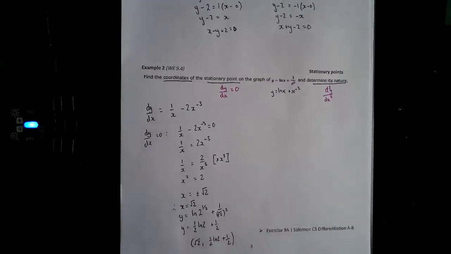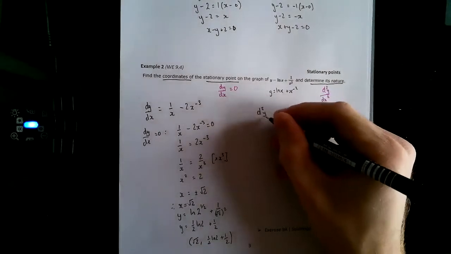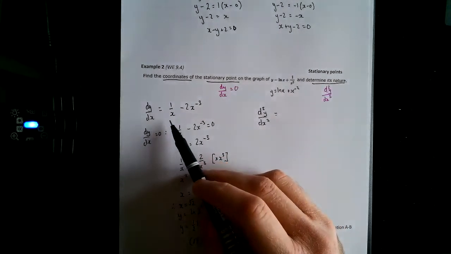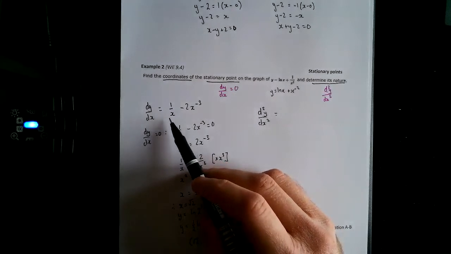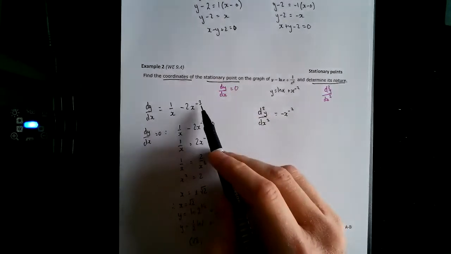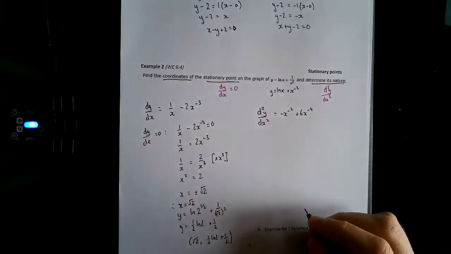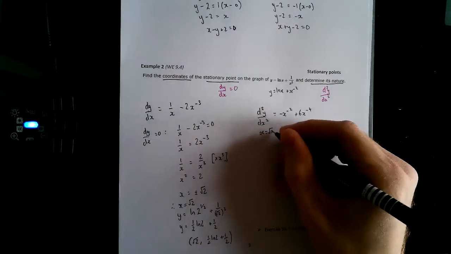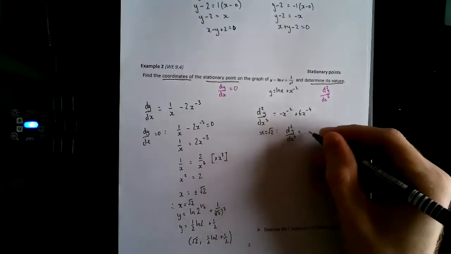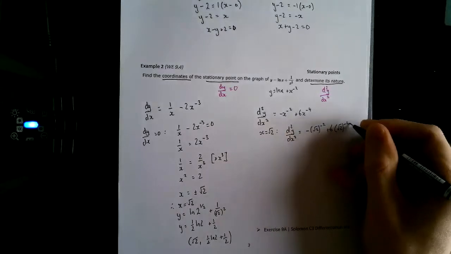Okay, and to determine its nature, we need to differentiate it again. So d2y by dx squared. Well, 1 over x is x to the minus 1. So when I differentiate that, I get minus x to the minus 2. Minus 3 times minus 2 is plus 6 x to the minus 4. And if I sub in x is root 2, I get d2y by dx squared is minus root 2 to the minus 2 plus 6 root 2 to the minus 4.